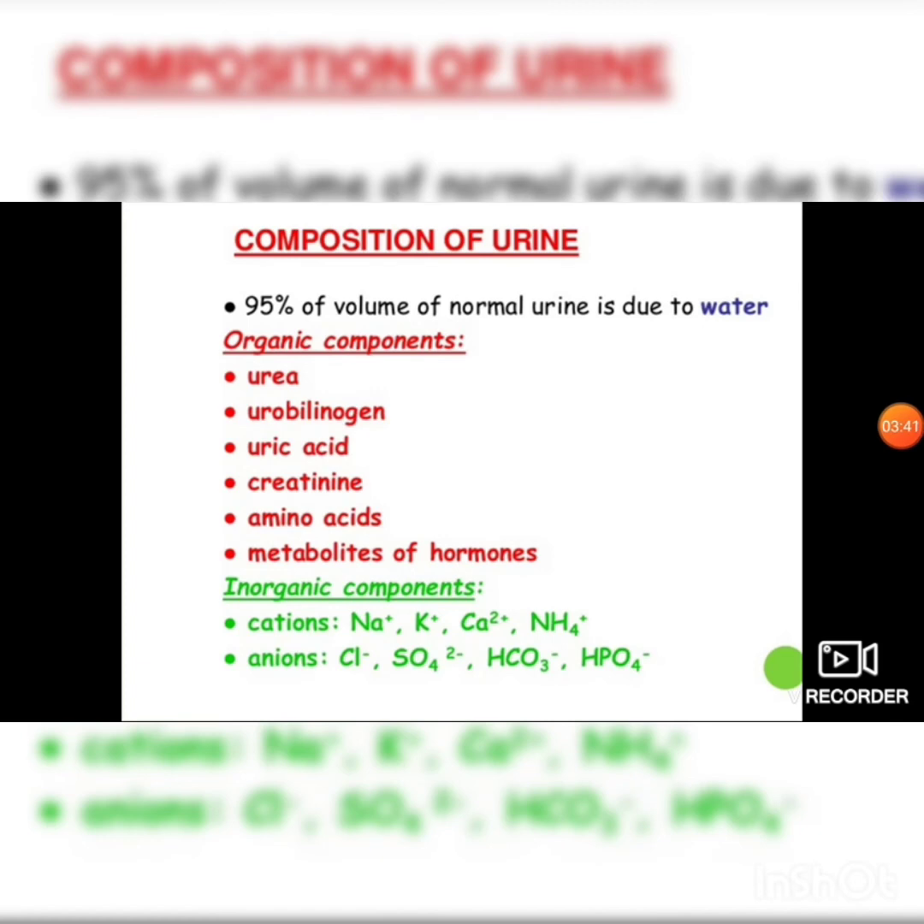Now we'll see the composition of urine. 95% of the volume of normal urine is water, and the organic components are urea, urobilinogen, uric acid, creatinine, amino acids, and metabolites of hormones. In the inorganic components, the cations are sodium, potassium, calcium, and ammonium, and the anions are chloride, sulfate, HCO3, and hydrogen phosphate.